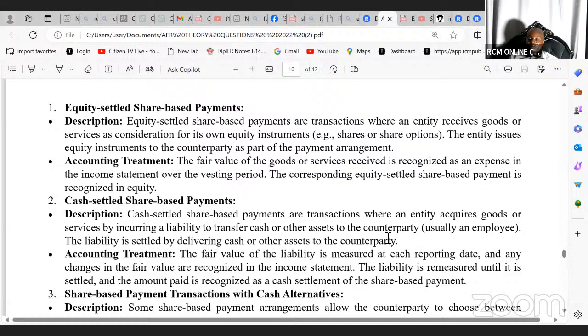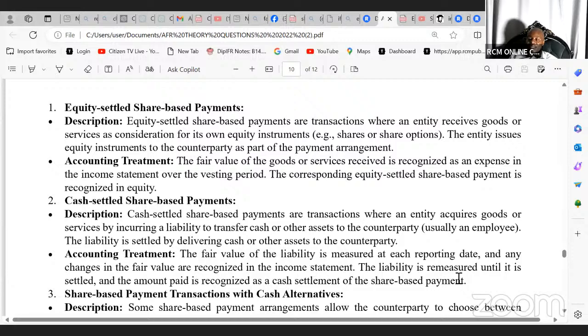If it's only based on performance of shares, then we can't talk about that under IFRS 2. The accounting treatment: the fair value of the liability is measured at each reporting date, and any changes in the fair value are recognized in the income statement. You're going to debit still the expense.